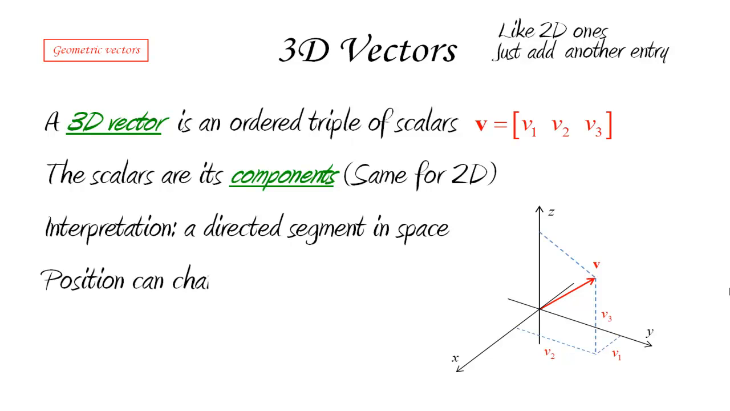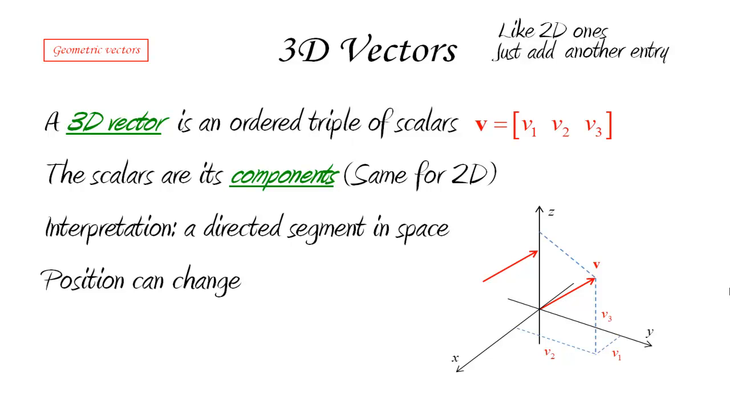Keep in mind that as for 2D, the position can change. So that is just one representation of the vector, but I can draw another one somewhere else, starting at a different tail point and ending at a different tip point, as long as the difference between the tip and the tail in all the three coordinates is given by the three components of the vector.